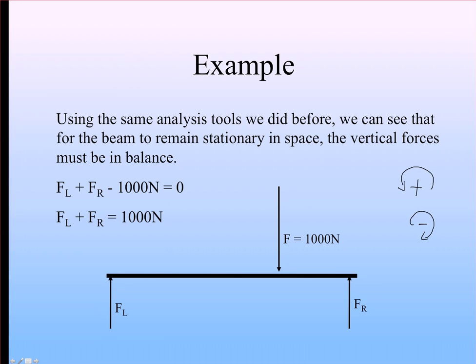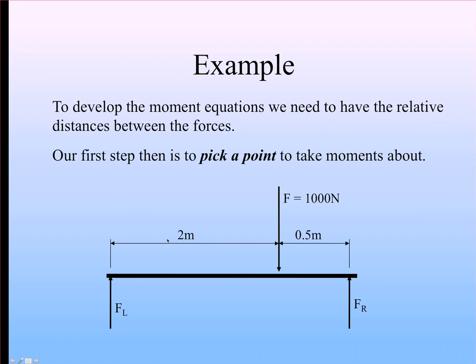Now, in order to calculate moments, because we need the distances between the point of rotation and where the forces are acting, we'll need to throw in some measurements. So we'll say that this distance is 2 meters, and this distance to the right of the downward force is 0.5 meters. Now, we said that we need the distance between the point of rotation and wherever any force acts.